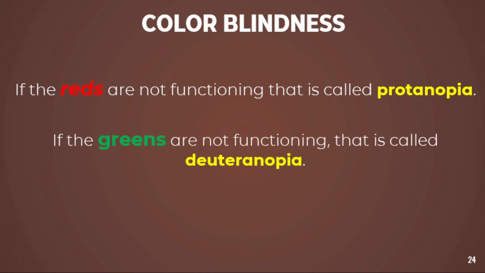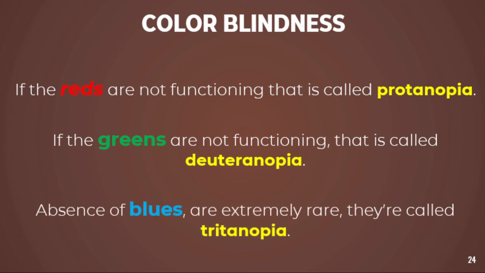Further, if the green cones are not functioning, that is called deuteranopia. Deuteranopia is where the greens are not functioning. So protanopia are the reds, deuteranopia are for the greens, and how about the blues? Well, the absence of blues, which is quite extremely rare, is called tritanopia. Okay, so red, protanopia; green, deuteranopia; blue, tritanopia.